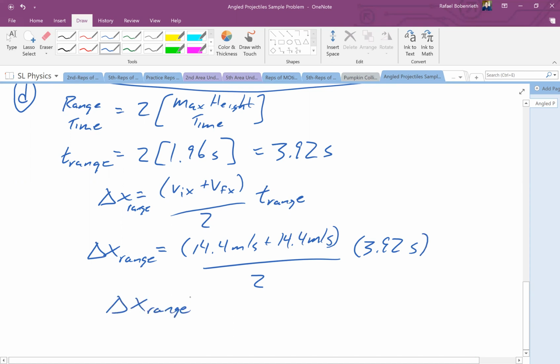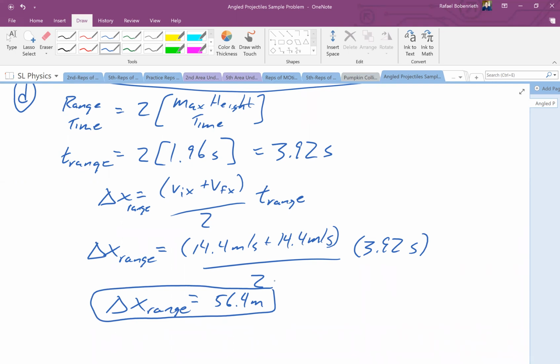When I do that in my calculator, I get an answer that is approximately 56.4 meters. So that means the horizontal distance that the rocket traveled from when it was launched to where it landed is approximately a little over 50 meters.